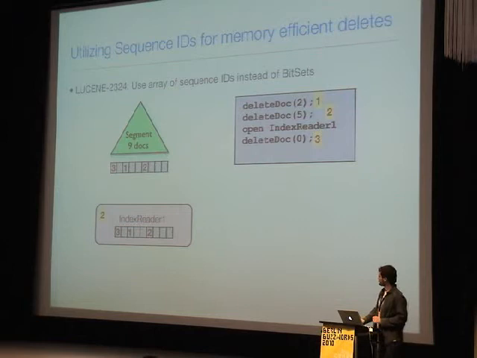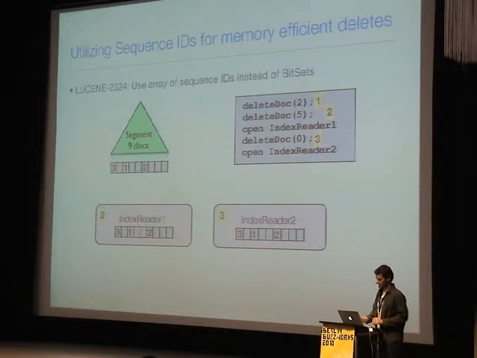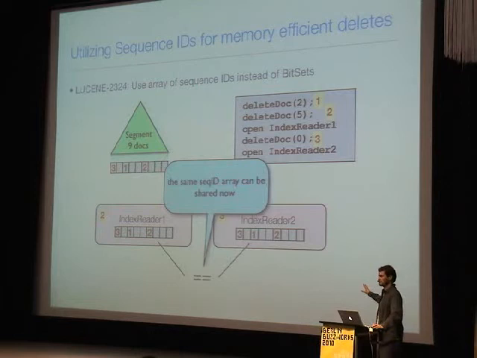And I can show you in a second why this will work. So now you see that all arrays here look the same. So we can share them. So independent of how often you call get reader and open or reopen index readers, they can all share the same array. No cloning is necessary, and we save a lot of expensive memory copies there.